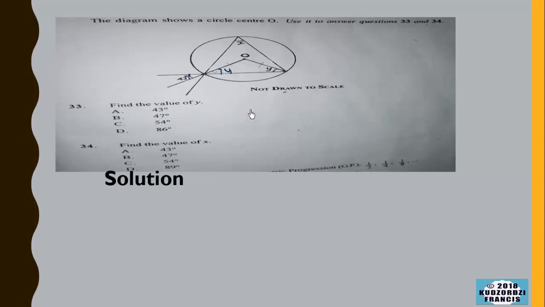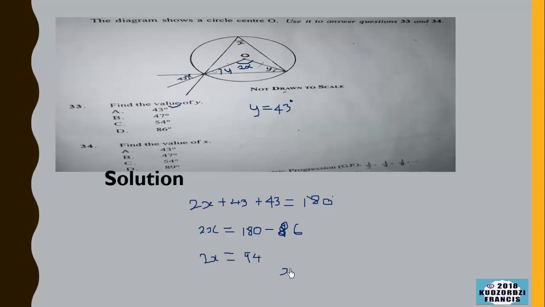Vertical opposite angles are equal. So y equals 43 degrees. And over here too, the angle at the sector is twice the one at the circumference. So we use the sum of angles in a triangle, the isosceles triangle, to obtain the value of x. So we solve for 2x to obtain 2x equals 180 minus 86, which is 94. So we divide both sides by 2 to obtain x equal to 47 degrees.